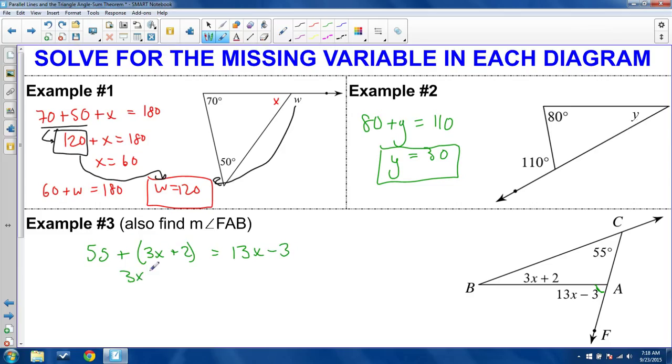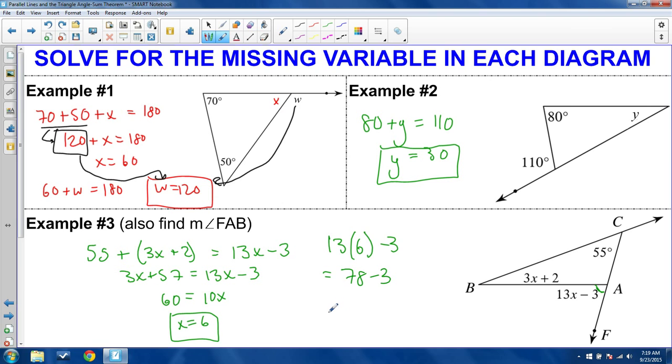Combine like terms here, you get 3x plus 57 equals 13x minus 3. If I subtract 3x over here, I get 10x. If I add 3 over here, I get 60. So if 10x equals 60, then x equals 6. Now let's find out what the angle measure is of the exterior angle, FAB. That's 13 times 6 minus 3. I don't know what 13 times 6 is. Let's see, 4 is 52, 5, 78. So 78 minus 3 becomes 75 degrees. That's the measure of angle FAB.